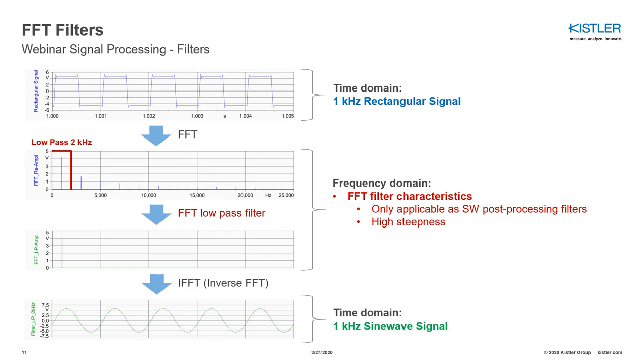So the takeaways here are: FFT filters can only be applied as software post-processing filters, and they have a very high steepness, which we have shown in this example. That means frequencies above the cutoff frequency are filtered.